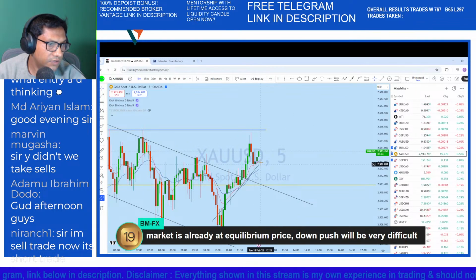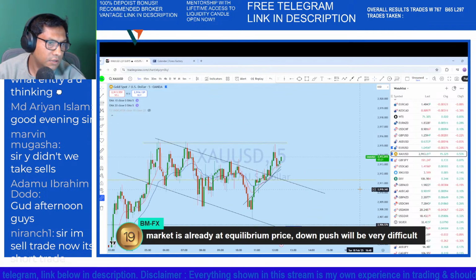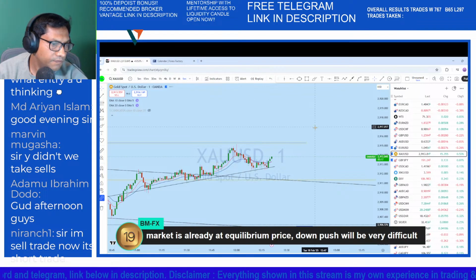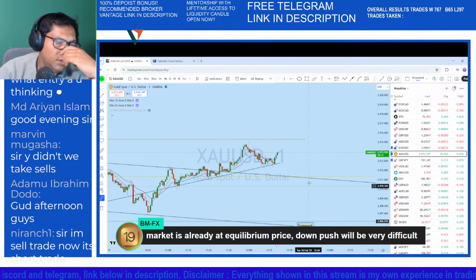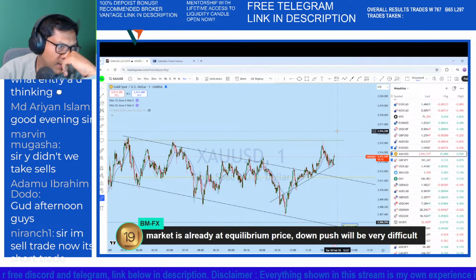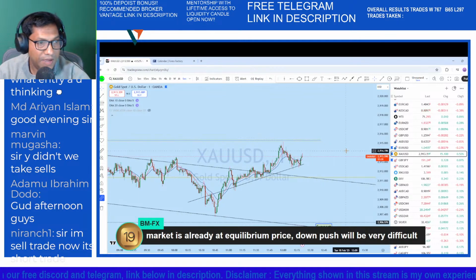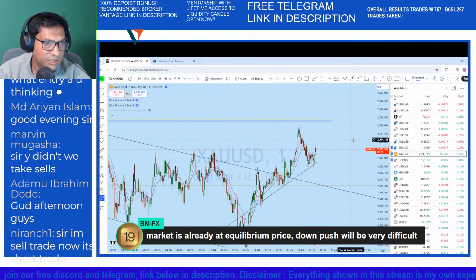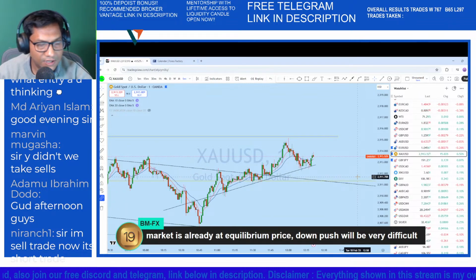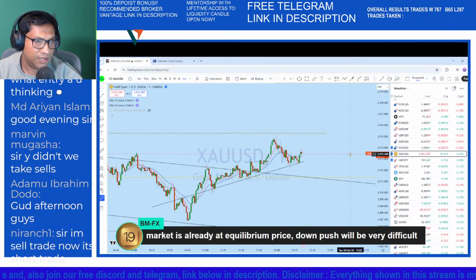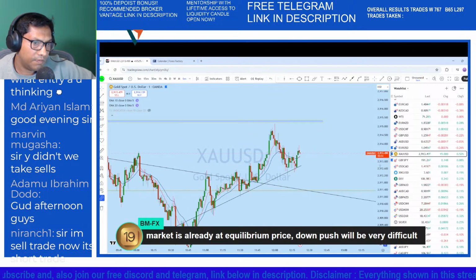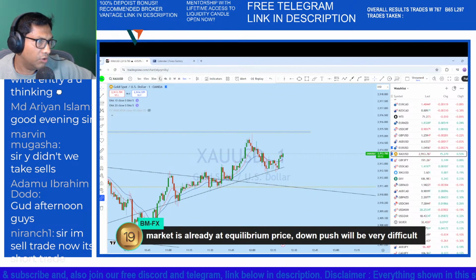Now we can see it's forming a series of higher lows here. So for us to find an entry, I still wouldn't be entering the trade, as you can see the market is in fact approaching that imbalance here. Okay, so there is an imbalance here, and with this imbalance I would like to see the market test that important support, then we can look for that entry opportunity.